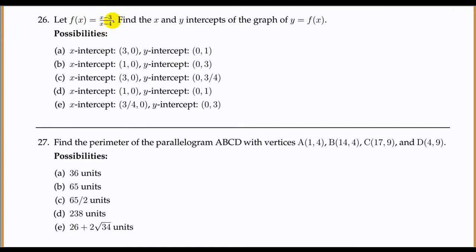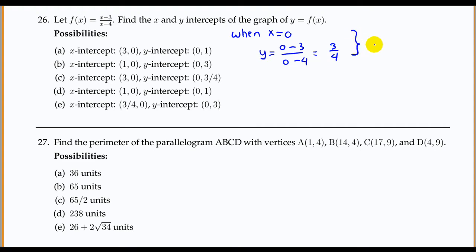Let f of x be the following rational function. Find the x and y intercepts of the graph of y equals f of x. Okay, so to find the y-intercept, set x equal to 0. So when x equals 0, we have y is 0 minus 3 over 0 minus 4, which is 3 over 4.